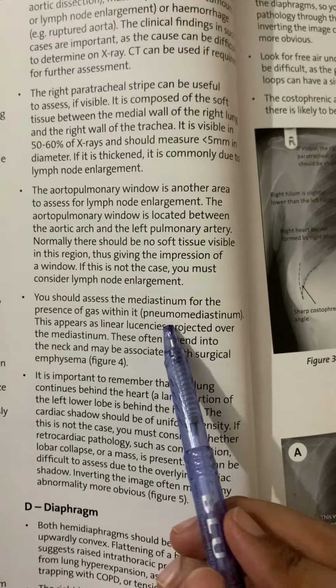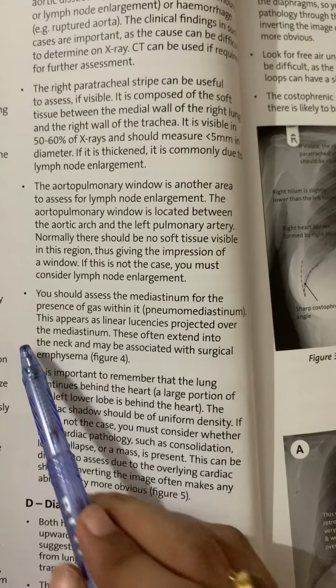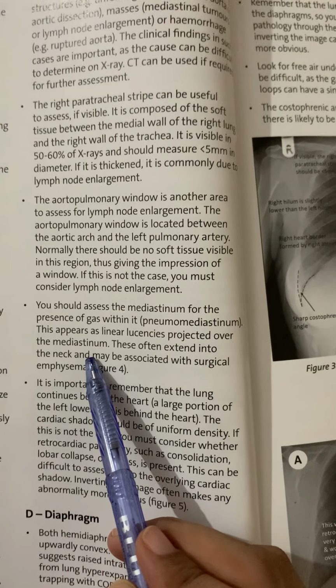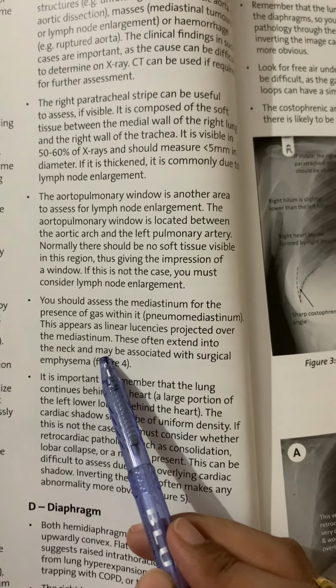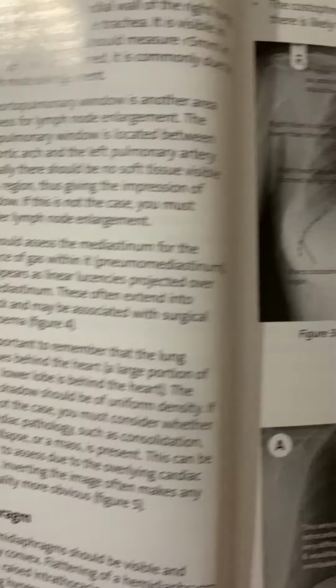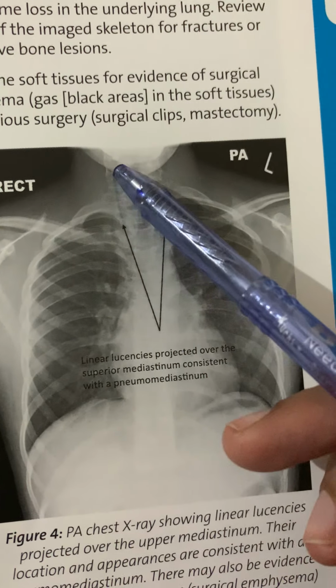You should assess the mediastinum for the presence of gas within it, that is pneumomediastinum. This appears as linear lucencies projected over the mediastinum. These often extend into the neck and may be associated with surgical emphysema. We can see it in figure 4.